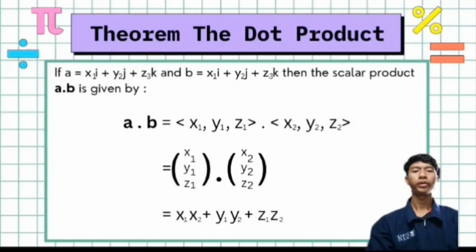The dot product of two vectors is a scalar quantity calculated by multiplying their corresponding components and summing the results. If vector A has components x1, y1 and z1, while vector B has components x2, y2 and z2, then the dot product is given by A dot B equals x1 times x2 plus y1 times y2 plus z1 times z2. This operation helps us to understand the relationship between two vectors, including their angle and magnitude interaction.